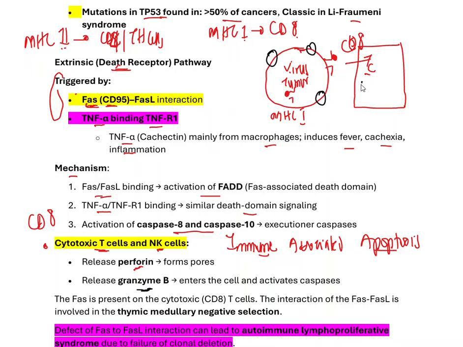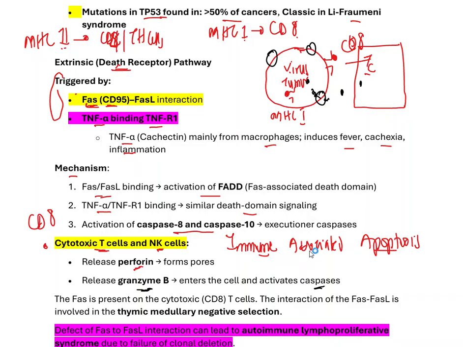Granzyme B. So that granzyme B is now going to go in through these holes and go into what? Into this tumor or viral infected cell. And once they enter, they're going to what? Activate caspases, right? And that's how our cytotoxic T cell is able to kill viral infected cells. And remember, this doesn't involve any antibody. So this is going to be an example of type 4 hypersensitivity reaction, which we're going to discuss in detail when we get to immunology.